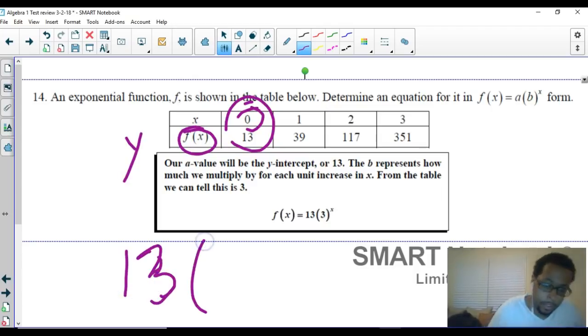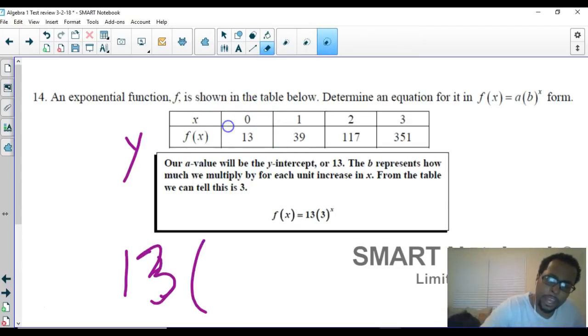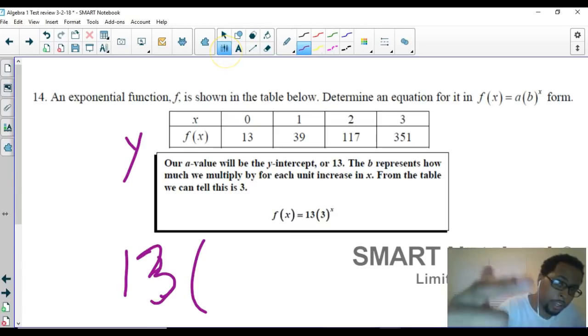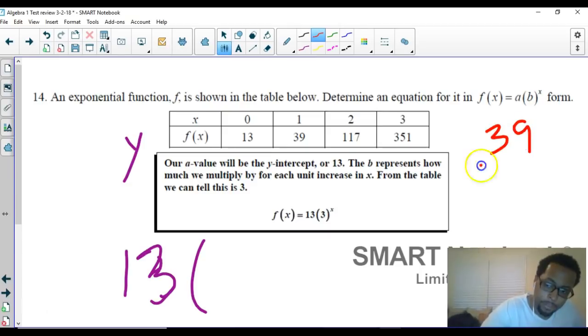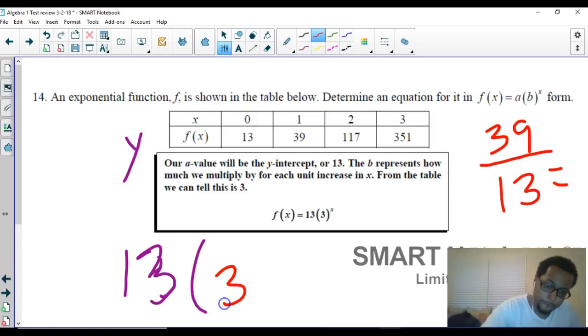Okay. Again, how do you know? Because the 0 is there. Now I have to look at how does it increase? How can we tell? We can tell because we look at the two numbers. We'll look at the 39 and we'll look at the 13. If you're struggling with multiplication to figure out what it is, take the second number, divide it by the first number. Why are you dividing? Because you're going backwards, because this is an exponential function. If you divide it, you're going to get this being 3.